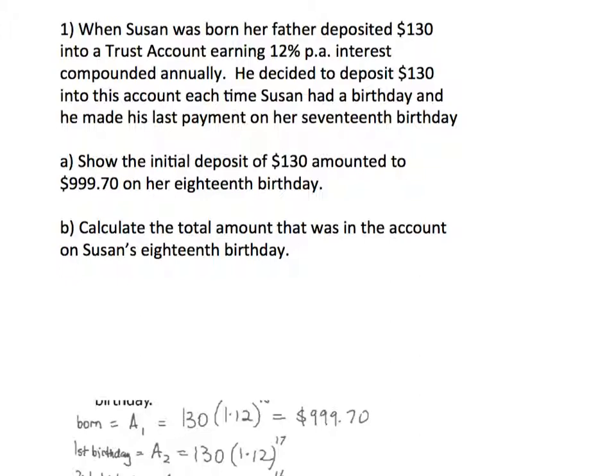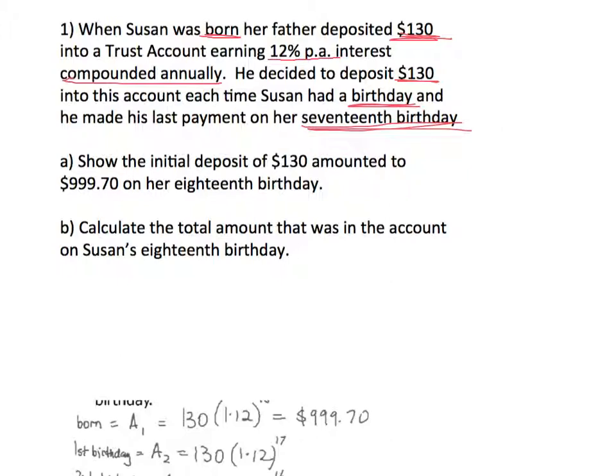When Susan was born, her father deposited $130 into a trust account, earning 12% per annum interest compounded annually. So the first payment was when she was born, and it was $130, and that $130 is earning 12% per annum with interest compounded annually. He then decided to deposit $130 into this account each time Susan had a birthday. So every time she has a birthday, that makes it a regular contribution, which is what an annuity is. And he made his last payment on her 17th birthday.